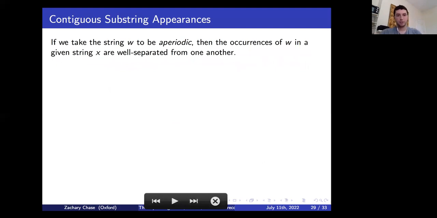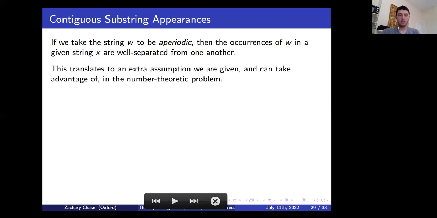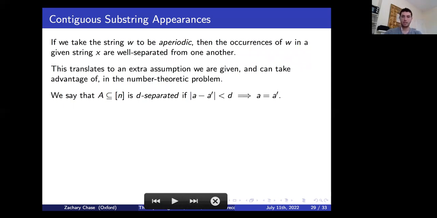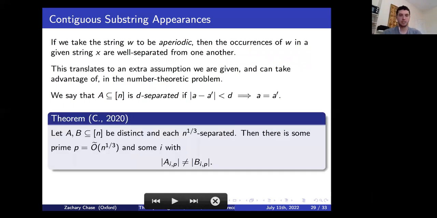And if we take the string W to be aperiodic, then the occurrences of W in a given string X are well separated from one another. Like if the string W isn't very periodic, it can't occur very consecutively as a contiguous substring. So what this translates to is an extra assumption that we're given and can take advantage of in the number theoretic problem. We say that a subset of 1 through n is D-separated if no two elements of it differ by less than D. So any two distinct elements are separated by at least D.